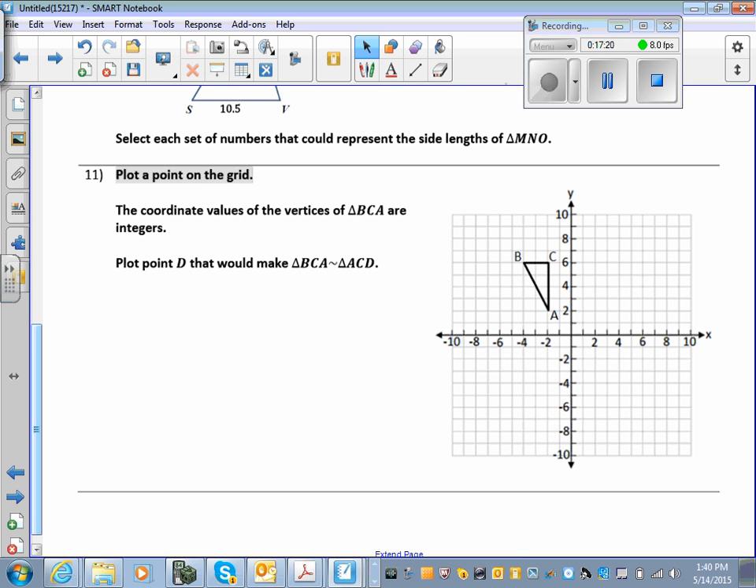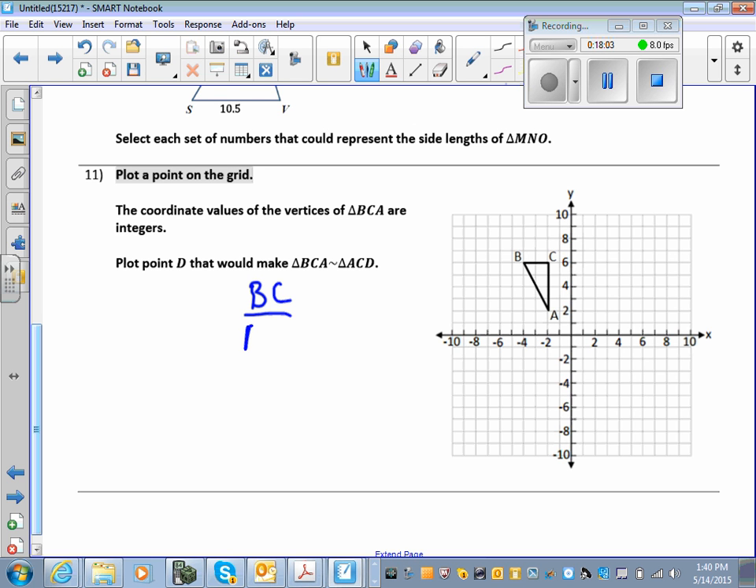says plot a point on the grid. So that's what it's given. I think this is the one you have on the answer sheet, and here there's a match. So we'll just work from this screen to make it easy. The coordinates of the vertices B, C, A are integers. Plot D that makes BCA and ACD similar to each other. So we just went over similarities. We know the sides are going to be proportional, right? So I'm going to use this to create my proportional statement. So I'll put BC over, Ibrahim, BC over what?